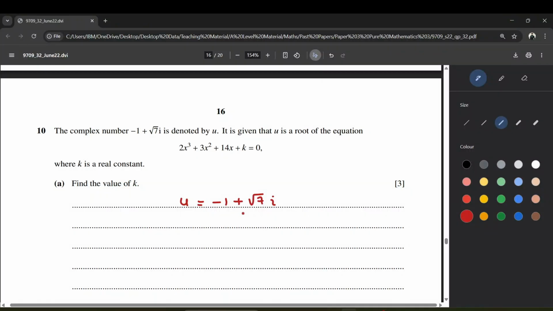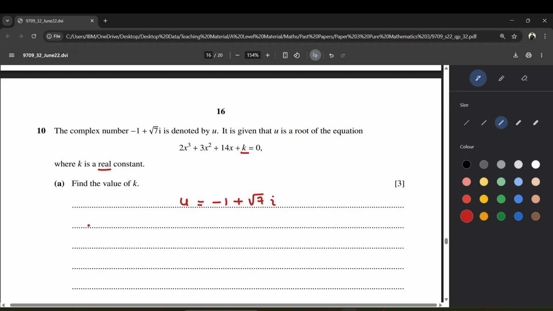All right. So the complex number minus 1 plus root 7i is denoted by u. It is given that u is a root of the equation 2x cubed plus 3x squared plus 14x plus k equals 0, where k is a real constant. Find the value of k. So we have to substitute u back into x, and then we have to find what the value of k is.